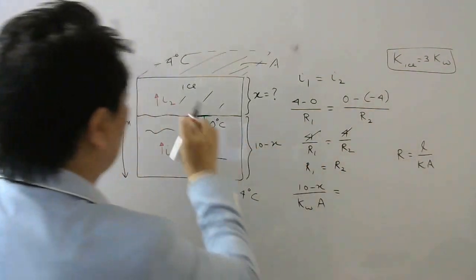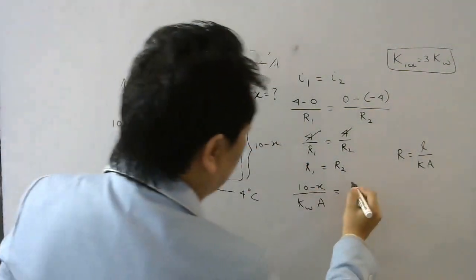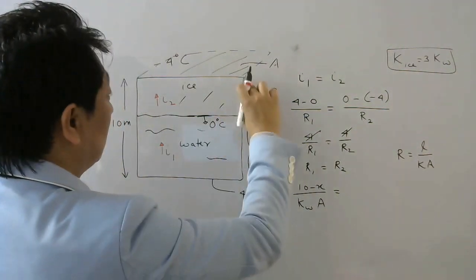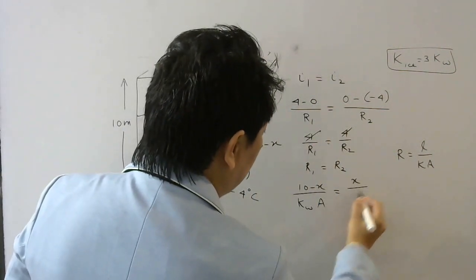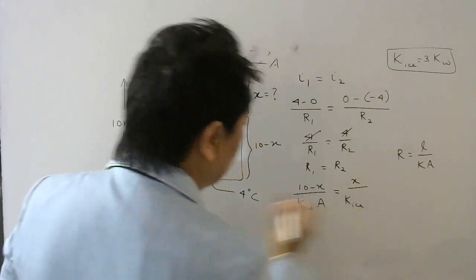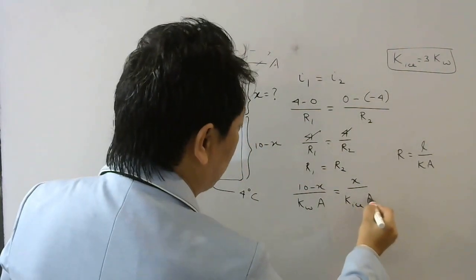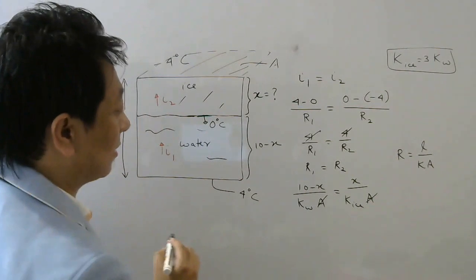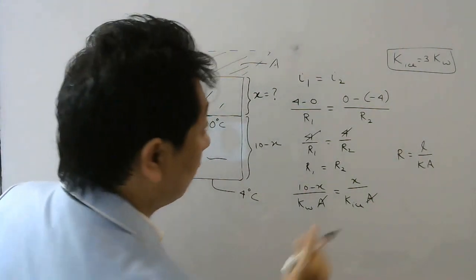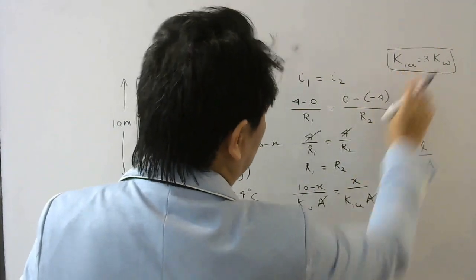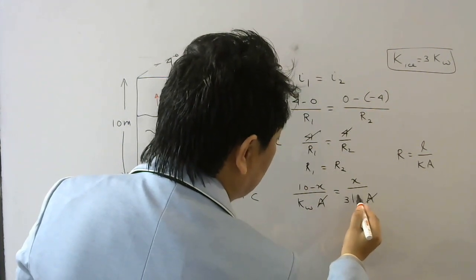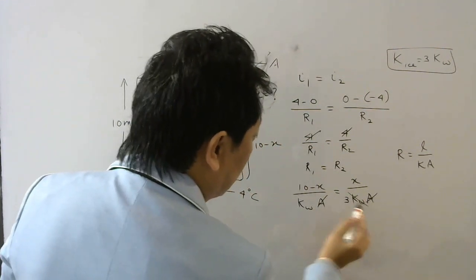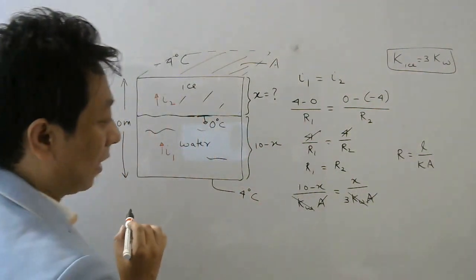What about resistance R2 of this part, ice? That will be length in the direction of flow of heat, x, divided by thermal conductivity of ice into area. Area will be common, so this A gets cancelled, right? Also they gave you thermal conductivity of ice is 3 times that of water. So I can write here 3 times that of water. So thermal conductivity of water and water here will cancel.